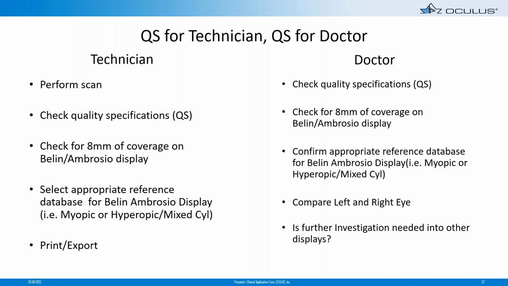The doctors are going to do a lot more verification. They still need to check their QSs. They're going to make sure that they got the coverage they needed on their displays. They're going to confirm the appropriate reference database was selected. They're going to compare the left and right eye simultaneously with each other. And if anything in this list seems abnormal, they might need to go back to the Pentacam software and investigate further into other displays, like reviewing the Scheimpflug images, seeing what was happening with that edge detection software, and approach it in that way.